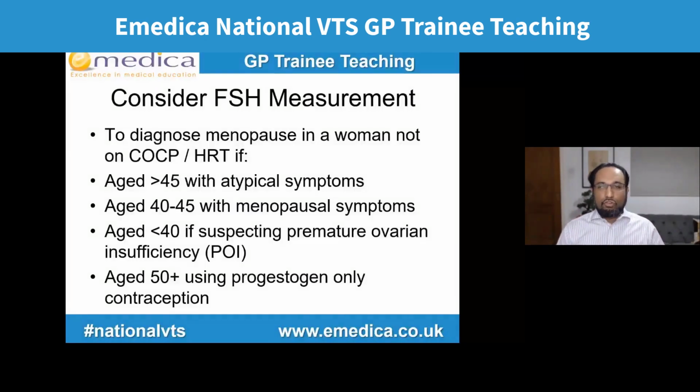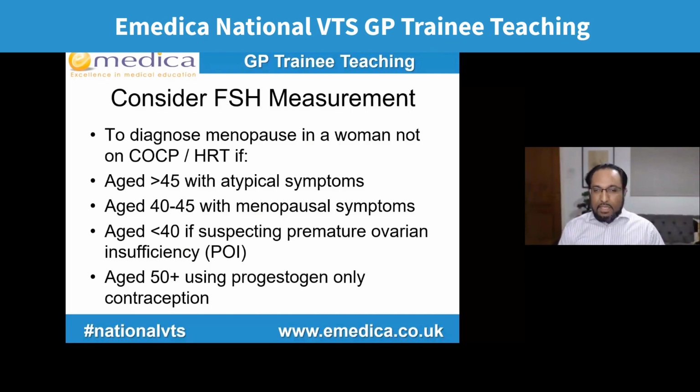Okay, and then when should you consider FSH measurement? Because quite a lot of you picked it. That was the second most popular answer after the correct one. So when might you use that to diagnose menopause? If you've got someone who is not on the combined oral contraceptive pill or not on HRT, and they're over 45 but with atypical symptoms, so they don't have the typical symptoms, then you might do it and it might help you diagnose. If they're 40 to 45 and they've got menopausal symptoms, then you might use it, okay, because that's quite young.